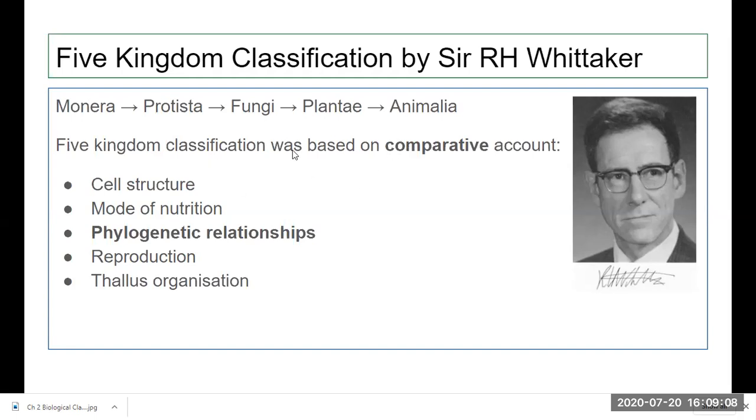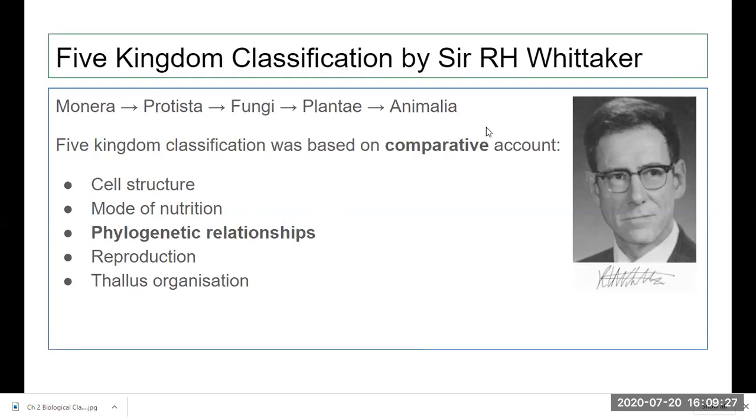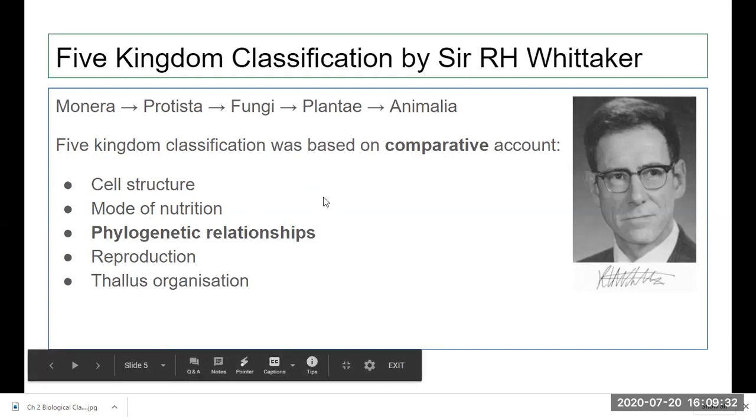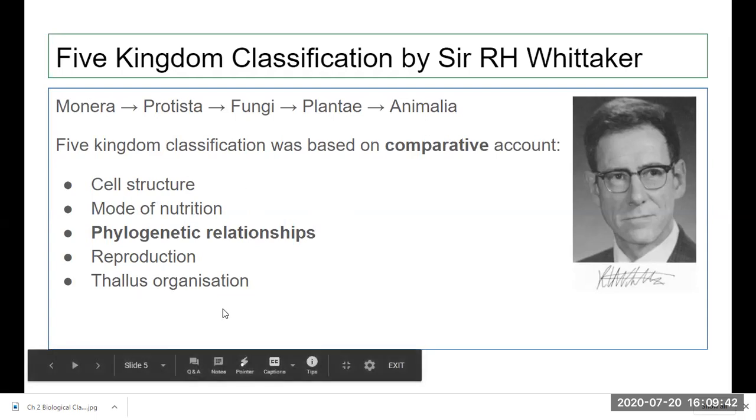So by C, we mean cell structure. By M, we mean mode of nutrition. By P, we mean phylogenetic relationships. By R, we mean reproduction. And by T, we mean thallus organization. This last E is the same as phylogenetic relationships. By E, we mean evolution. Okay, this should help you to remember and retain this part, that the five kingdom classification was given on the basis of comparative features. And the comparative features were these five.